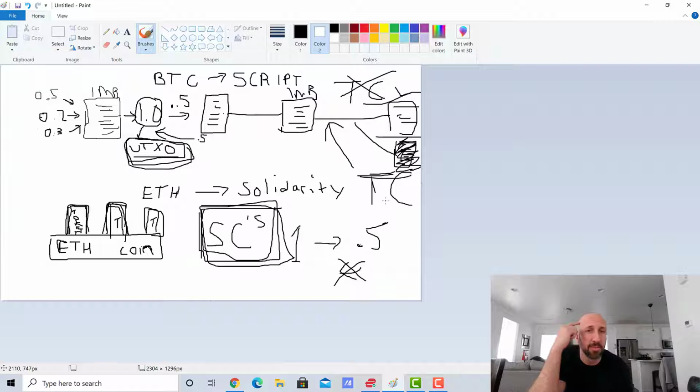All mathematical problems can be solved. Anything can be accomplished on solidarity. It cannot be accomplished on script.